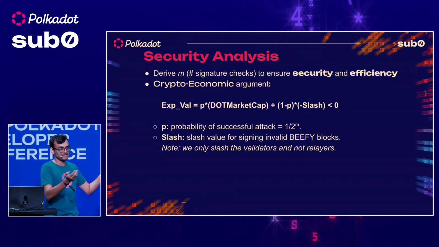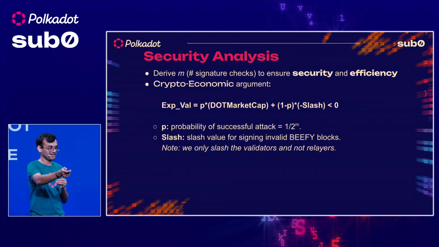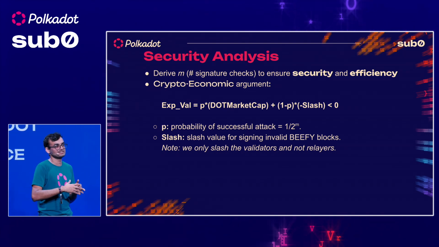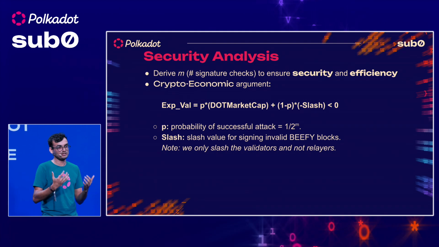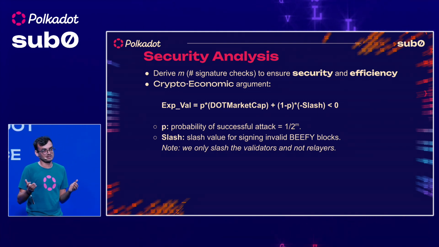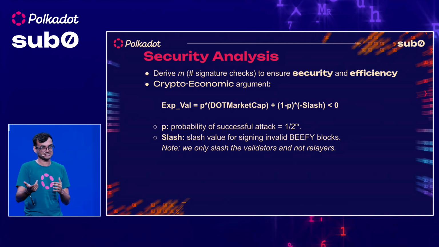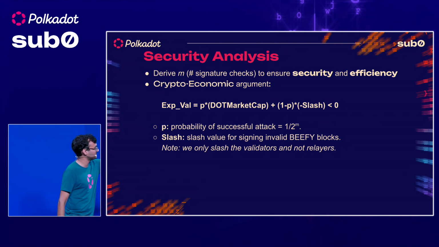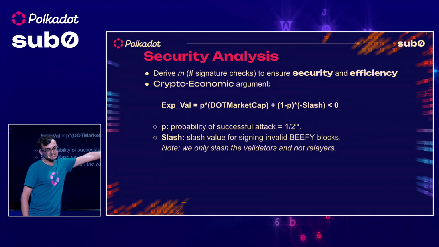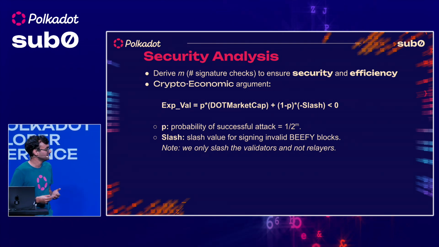This is a very simple expectation. The probability of a successful attack, that is, the light client being duped, is 1 by 2 power M. We assume that if this happens, then the overall value of the attack is the market cap of DOT, the maximum possible attack value. And in case he gets caught, he is going to be slashed. So 1 minus p is the probability that he is going to get caught, and if he gets caught, he loses the slash, which is the minimum slashing amount for a validator.